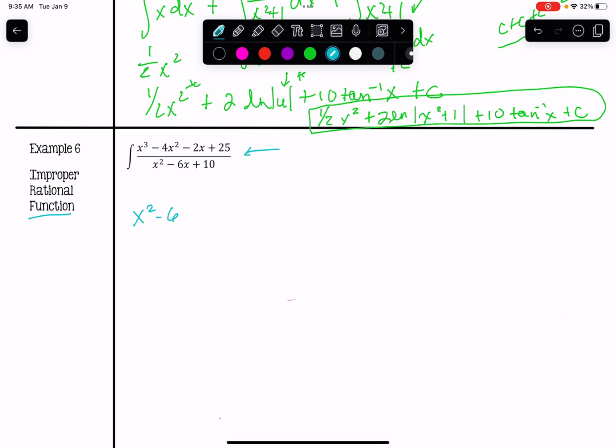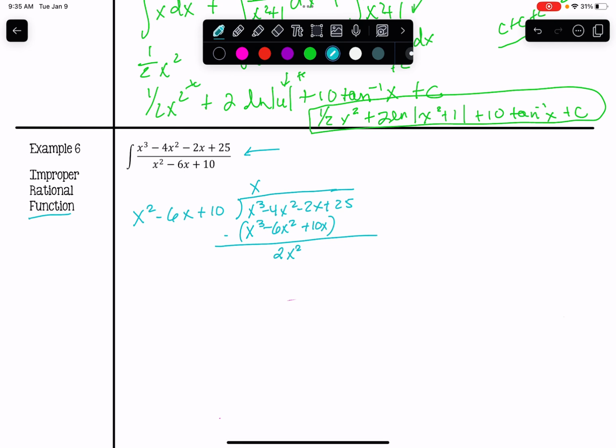X squared minus 6x plus 10, all terms are there. And then I have x cubed minus 4x squared minus 2x plus 25. So all terms are there too. So x times x squared will give me an x cubed. So I have x cubed minus 6x squared plus 10x. Okay, if I subtract all that, I have a negative 4x minus a negative 6x, so that gives me a positive 2x squared.